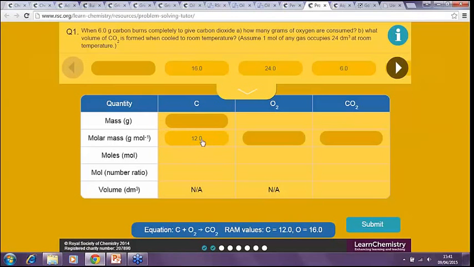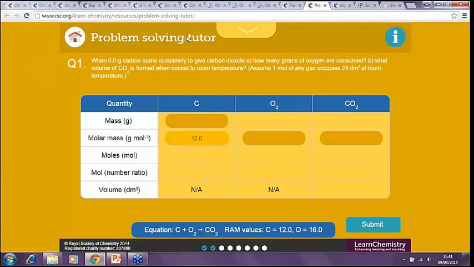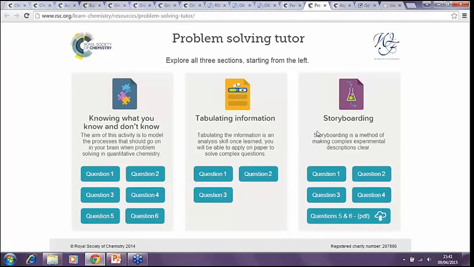say for example 12 or 12.0, so you just have to be careful about your decimal places once you get further into your calculations. So that's something to watch out for whenever you're doing these sort of calculation problems, and the problem solving tutor will help you to pick up if you're rounding too much or you're using too many significant figures. So that's the tabulating information.